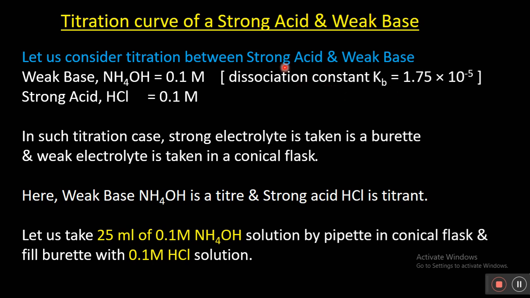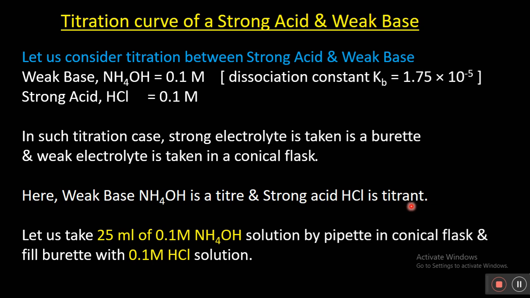Now, when we titrate strong versus weak, the strong electrolyte is taken in a burette and the weak electrolyte is taken in a conical flask. Here, the weak base is a titer and the strong acid is a titrant. Remember this T: the hint is that this T stands for burette.